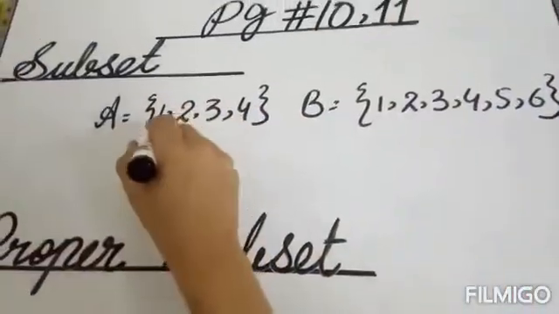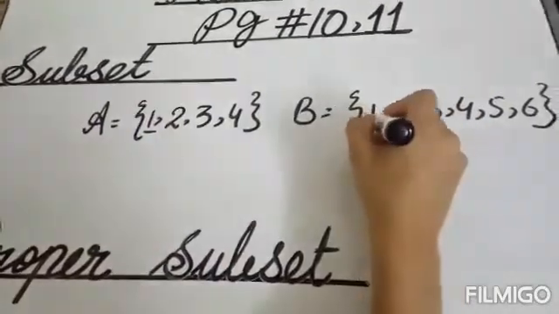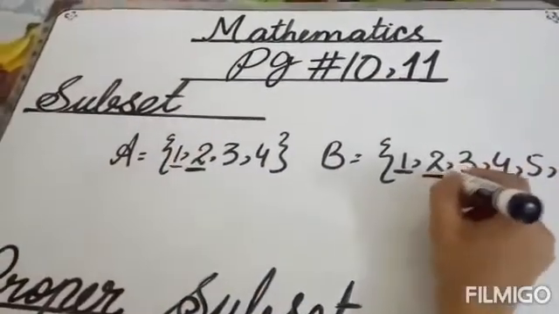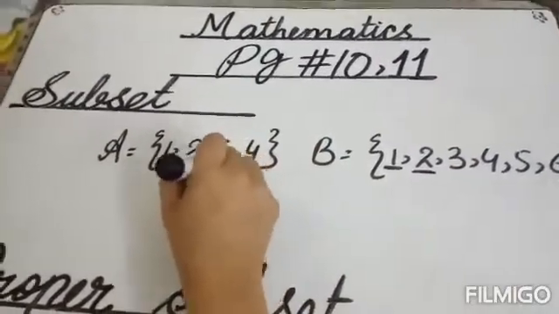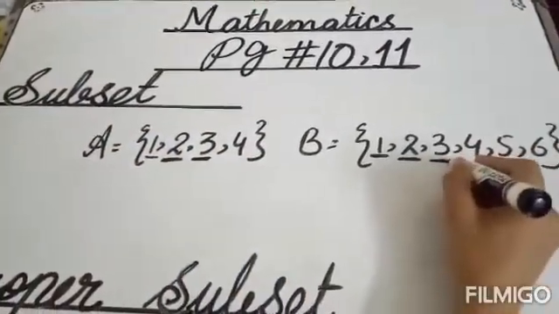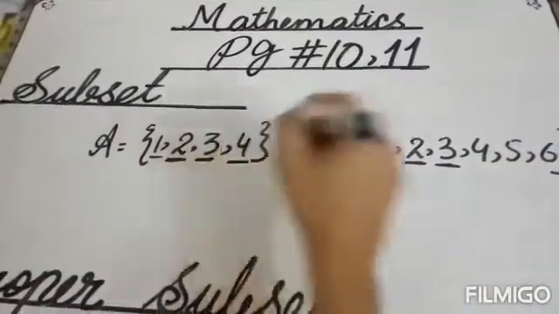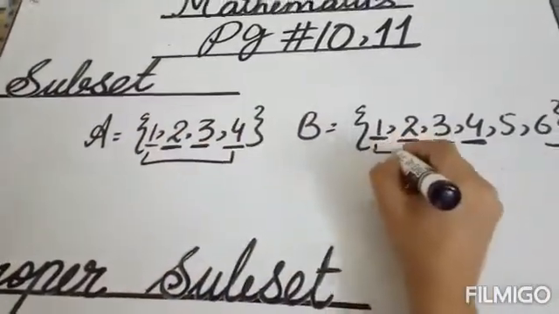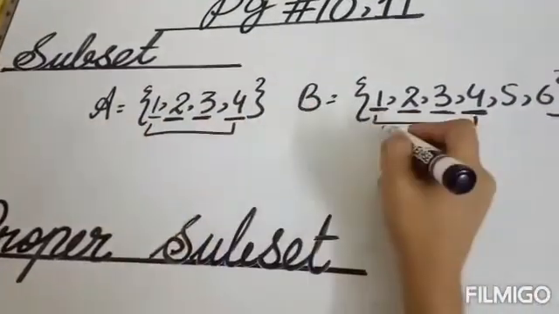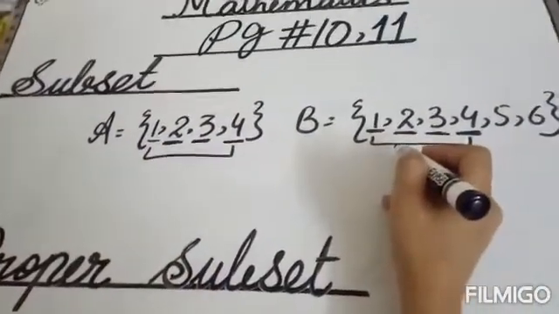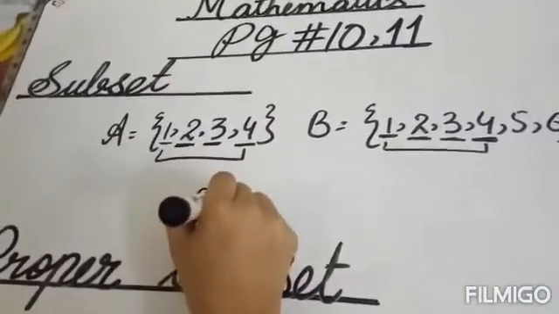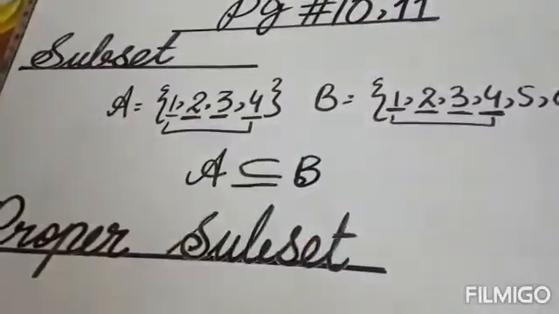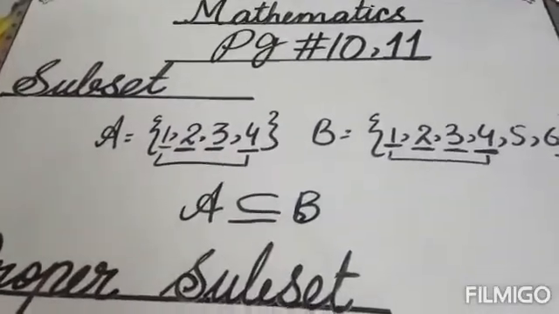You can see that 1 is an element of set A and 1 is also an element of set B. The number 2 is an element of set A, and 2 is an element of set B. The 3 is an element of set A, and 3 is an element of set B. And 4 is an element of set A and 4 is an element of set B. This means all the elements of set A are present in set B. So A is a subset of B. We write it in symbolic form: A ⊆ B.